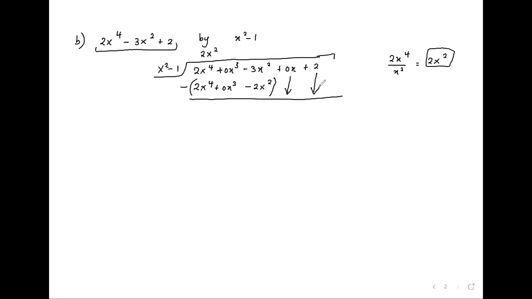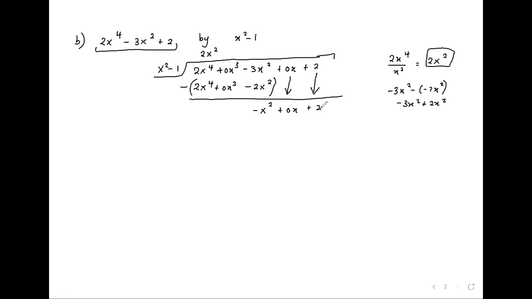Then now we are saying 2x⁴ minus 2x⁴, that will be 0. We don't write a 0. 0x³ minus 0x³, again, that is 0. Don't write a 0. Then negative 3x squared minus 2x squared. That will be negative 3x squared plus 2x squared, giving us negative x squared. And then we bring down the 0x and the 2.